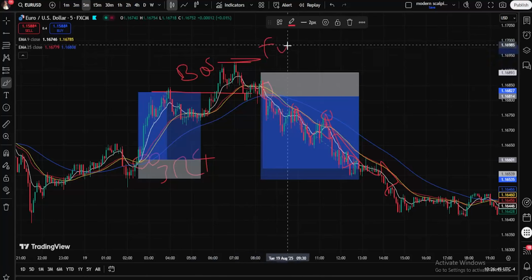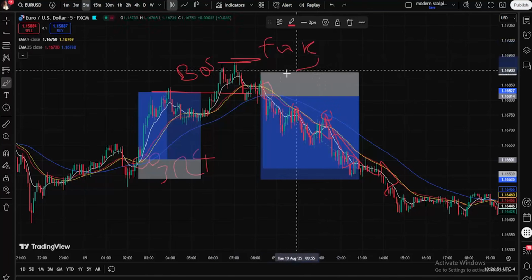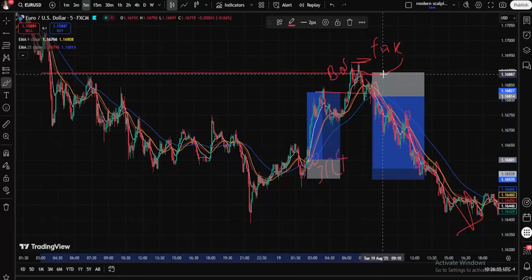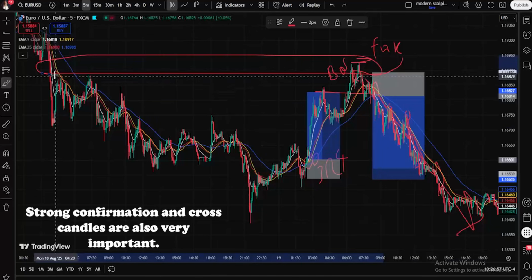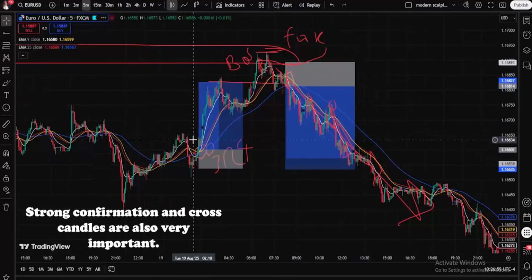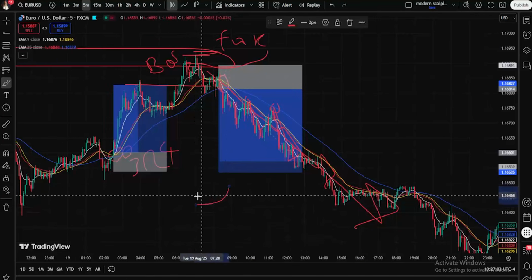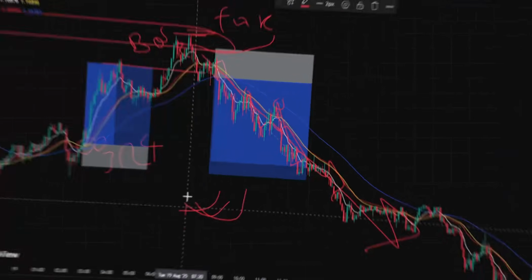Confirmation with a strong candle. The EMA cross alone is not enough. It is better if a strong candle, for example, a long bullish candle in a buy position or a long bearish candle in a sell position, appears after the cross to confirm the signal.